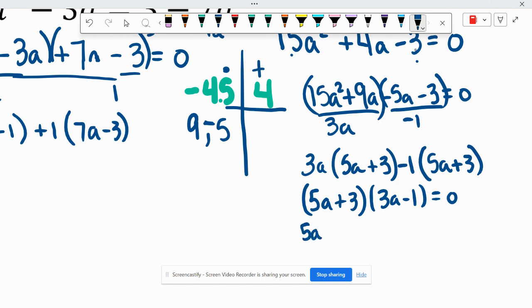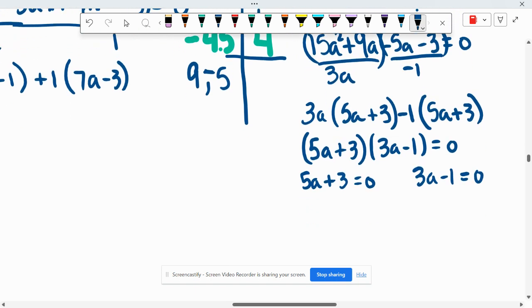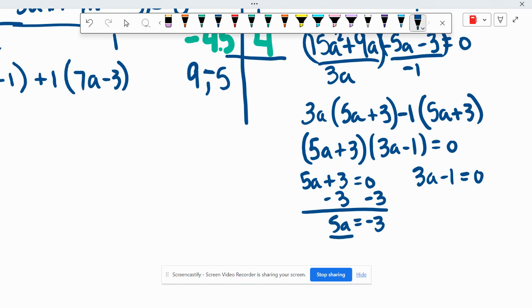Remember, these have to equal 0. So that means that 5a plus 3 equals 0 or 3a minus 1 equals 0. So let's start with the 5a plus 3. What am I going to do to both sides? Subtract 3. So that says 5a equals -3. Divide by 5. So a equals -3/5. That's my first solution.